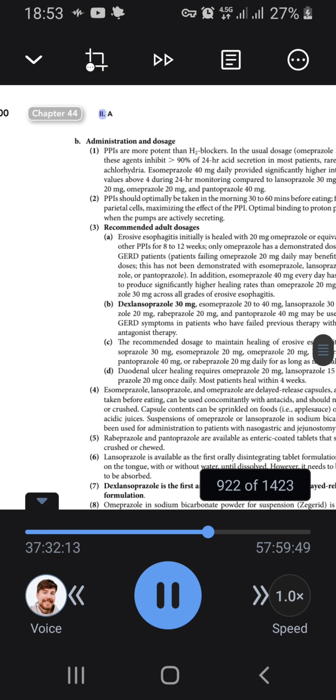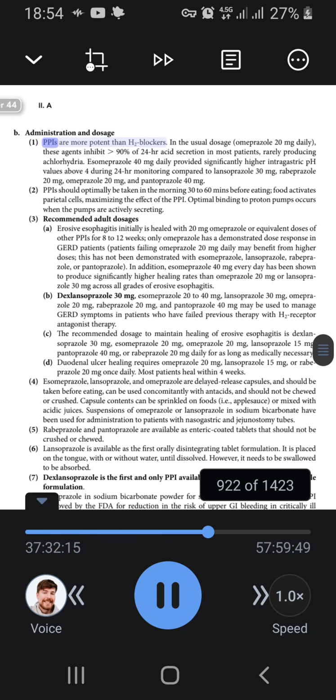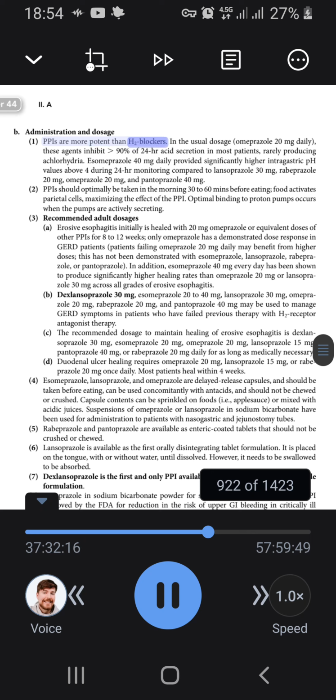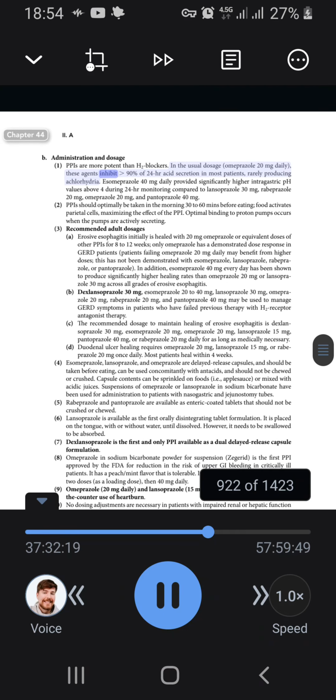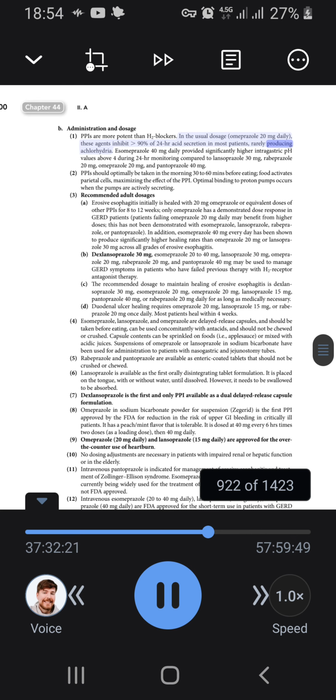B. Administration and dosage. 1. PPIs are more potent than H2 blockers. In the usual dosage, omeprazole 20 mg daily, these agents inhibit 90% of acid secretion in most patients, rarely producing achlorhydria.